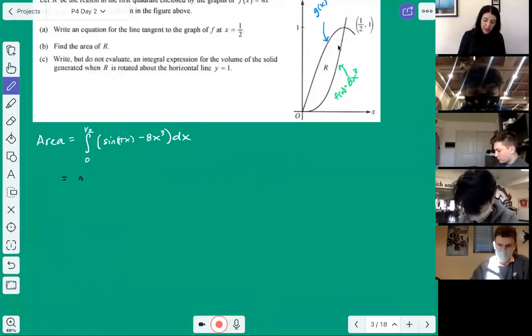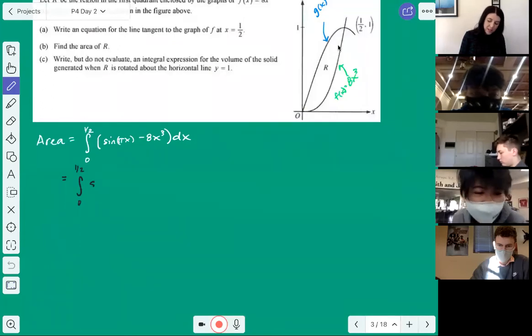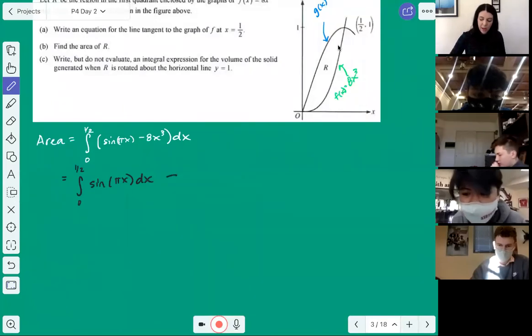So like we talked about last class, when we break this up, we can call it the integral from 0 to 1/2 of sine of pi x. That's really where I need the u substitution and a dx. And then I can do minus the integral from 0 to 1/2 of 8x cubed dx.